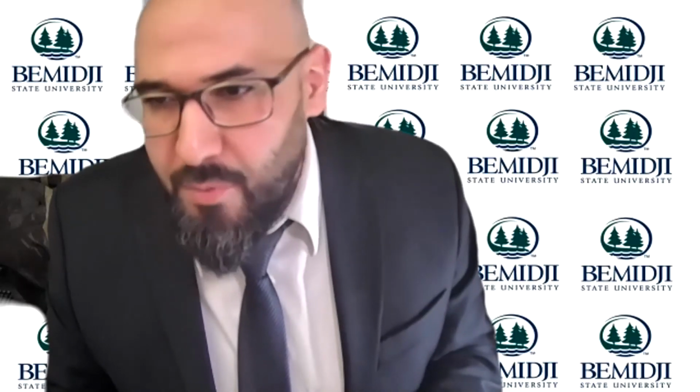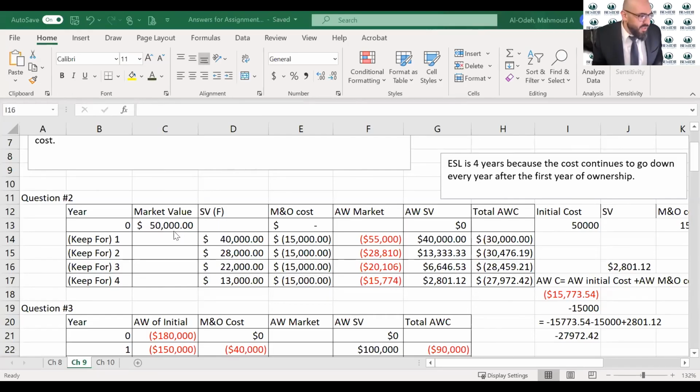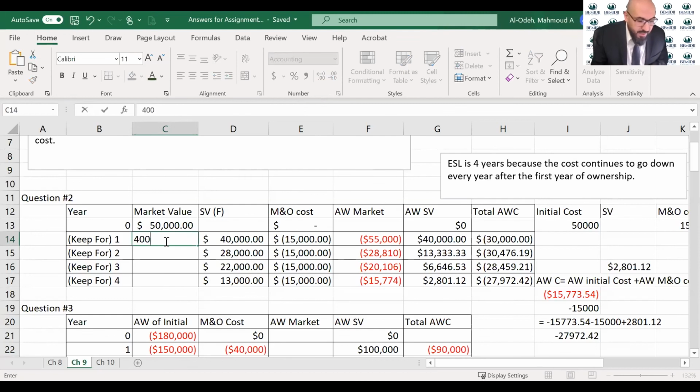So let me one more time share this with you. Where is the salvage value coming from? This is a really good question. The salvage value is coming from the market value, basically. If you look into the book, the table, what is the market value on year 1? Take a look into the book on page 154. You will see the market value to be 40,000, right? And then 28,000. This is the market value. And then 22,000, and then 13,000.